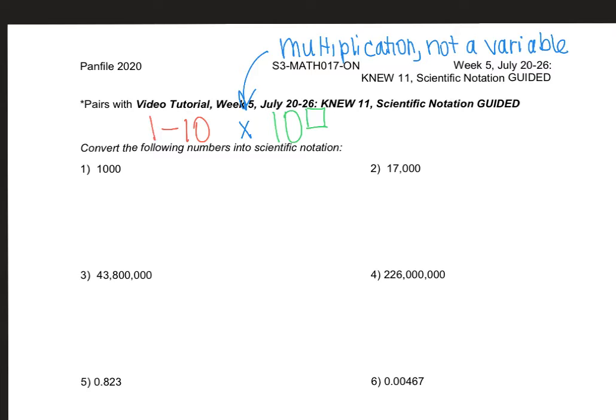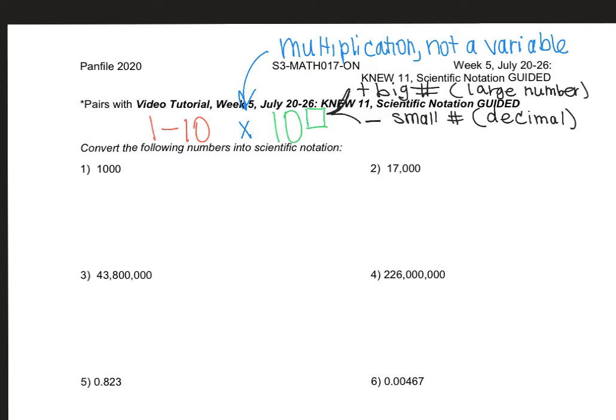Now, the way I remember this: if this is a positive exponent, it's a big number. If this is a negative exponent, it's a small number, which means a decimal. A positive exponent means a large number, and when I say large number, I'm talking about thousands, millions, trillions, that kind of thing.